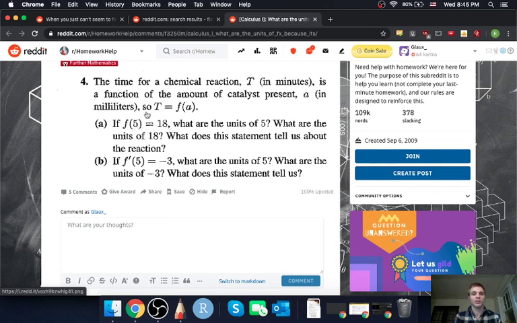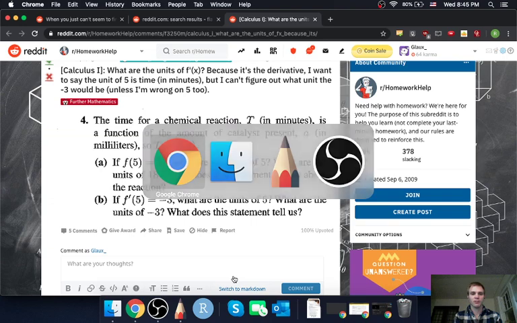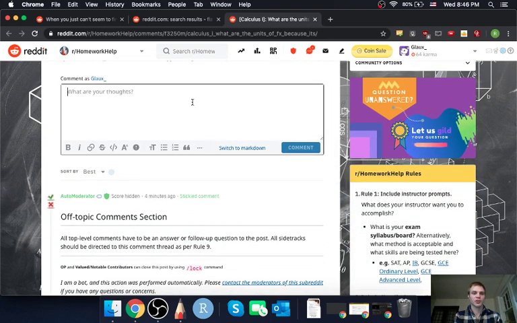Well, the units of 5 is the amount of catalyst in milliliters. So this question is really good, actually. Well, it's actually really not good, but if you understand function notation, this will make it readily apparent. So maybe it's good for a teacher to tell that about you.